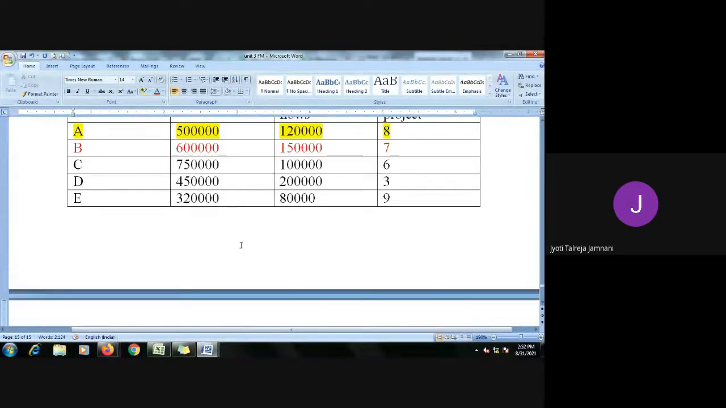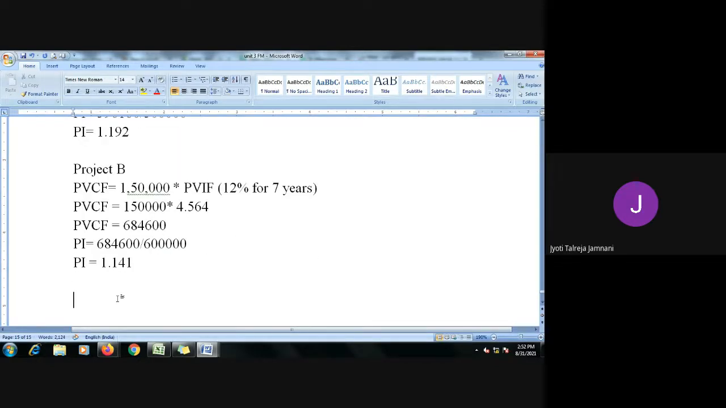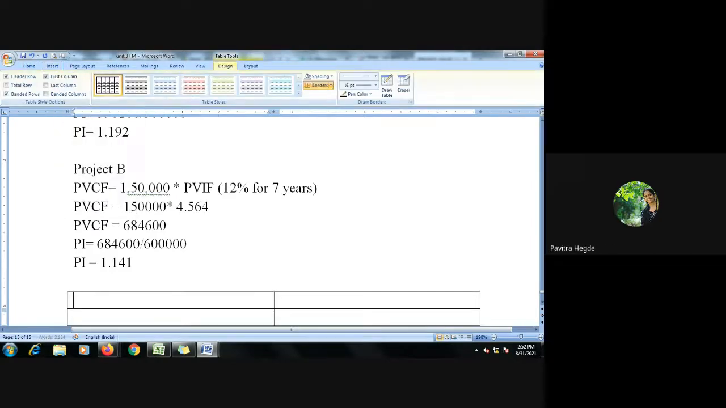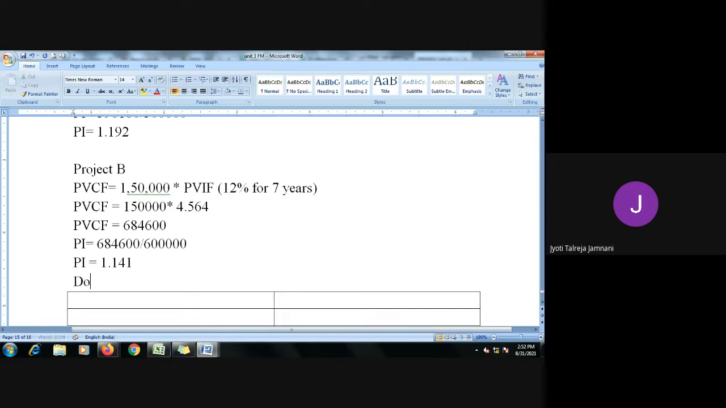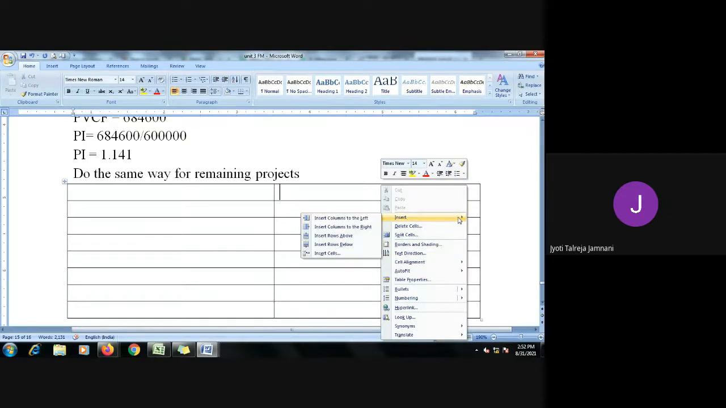Similarly, you have to do for project C, D, E, F, G, and H. Will you be able to do it? Yes or no? Yes, ma'am. So I'll write here: do the same way for remaining projects. After you do it, we need to rank the projects. So we will just list down that and we'll also rank it. Just a minute. I'll just give you the answers. You can solve and check whether you've got the answers or not.